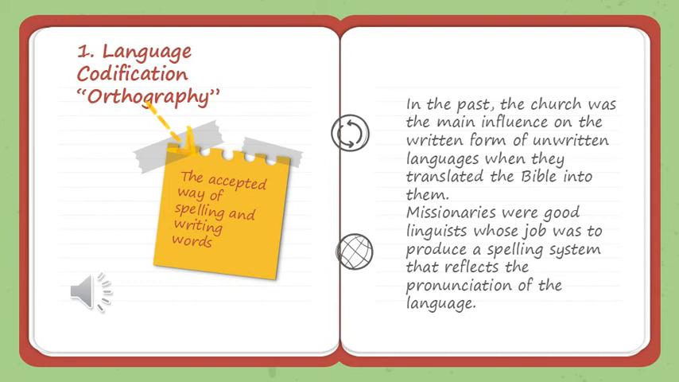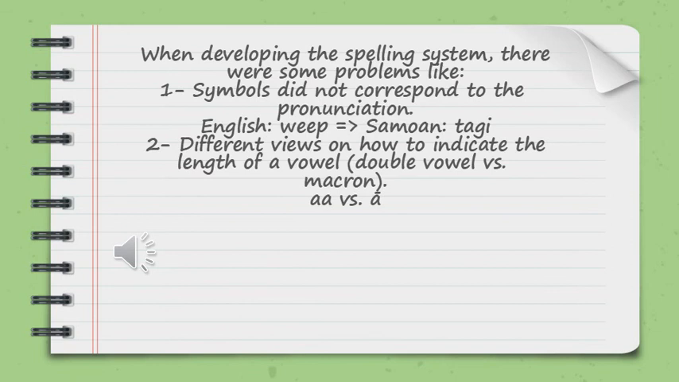A century earlier in New Zealand, Thomas Kendall, the first resident missionary, produced a rough attempt at an orthography for Maori in 1815. Missionaries were often good linguists who produced a spelling system which accurately represented the pronunciation of the language. When developing the spelling system, inevitably there were problems, however.